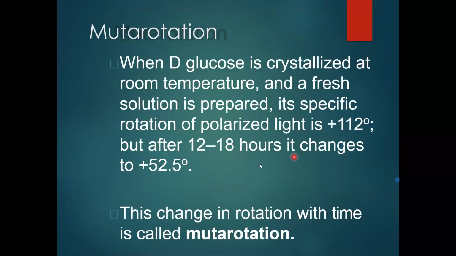What is mutarotation? When D-glucose is crystallized at room temperature and a fresh solution is taken, it is seen that the rotation of the polarized light is about 112 degrees. But after 12 to 18 hours, it changes to 52.5 degrees. This change in rotation with time is called mutarotation. This occurs due to the change in the alpha and beta forms taking place.